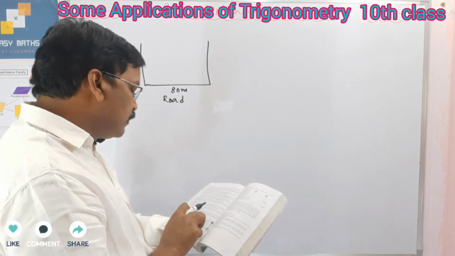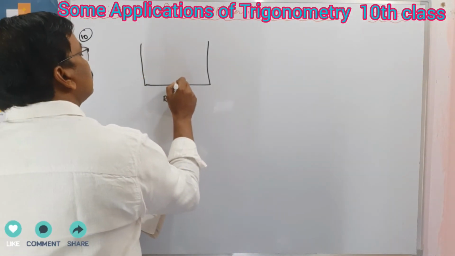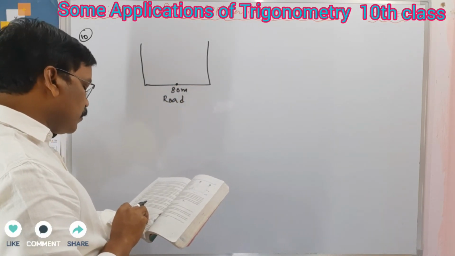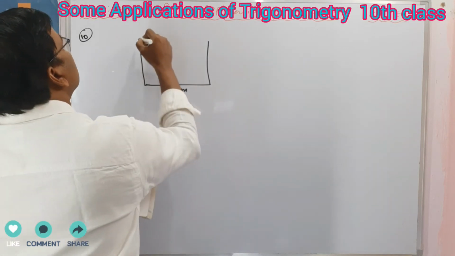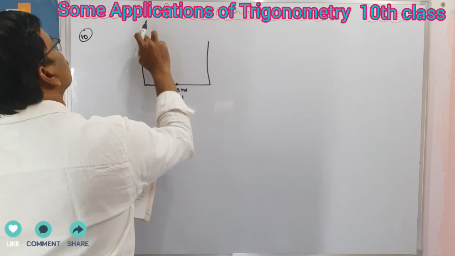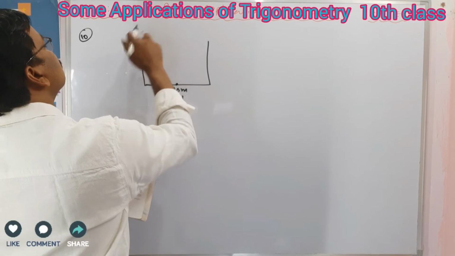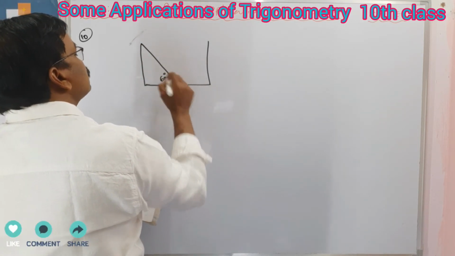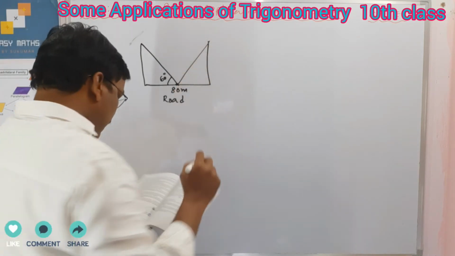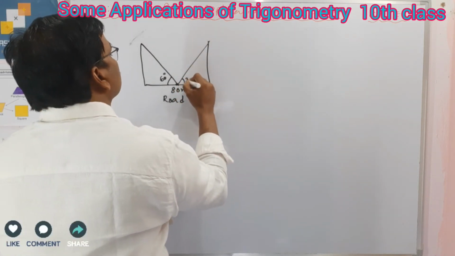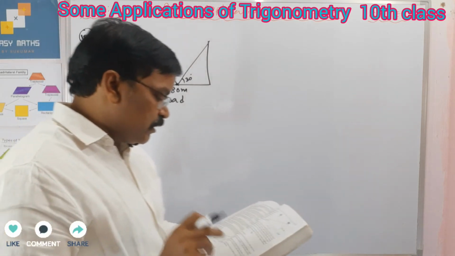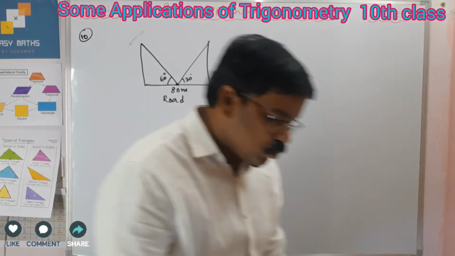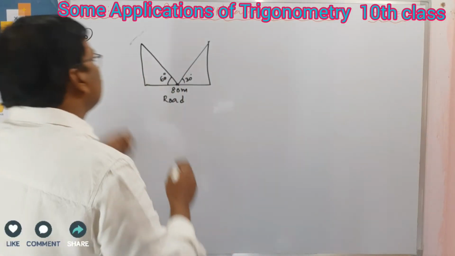From a point between them on the road, just take the point here on the road, the angles of elevation of the tops of the poles are 60 degrees and 30 degrees respectively. Just take this angle as 60 degrees and the other angle as 30 degrees respectively. Find the height of the poles and the distances of the point from the poles.